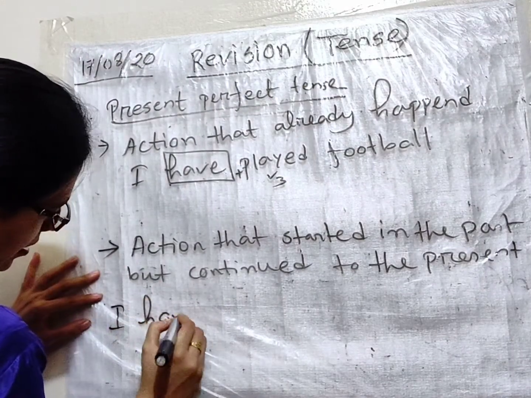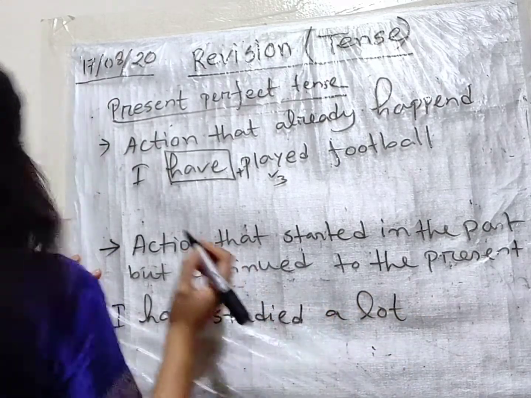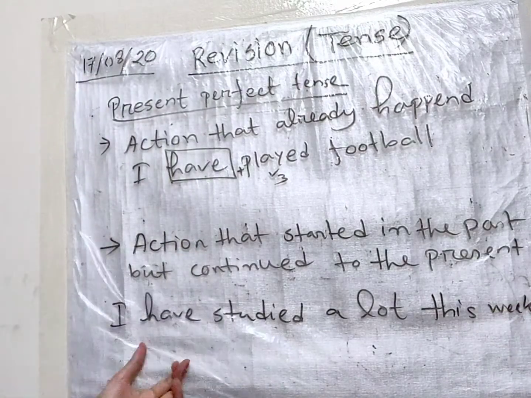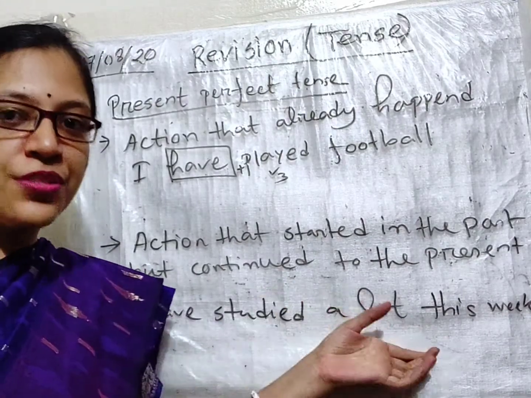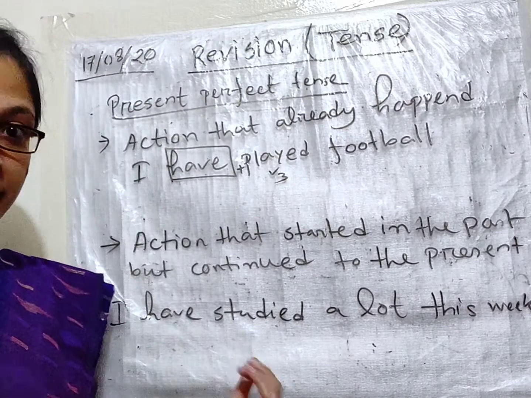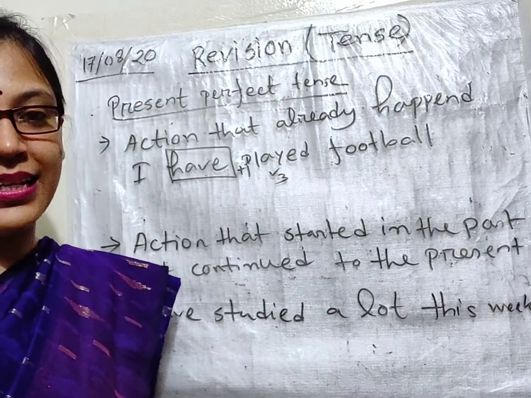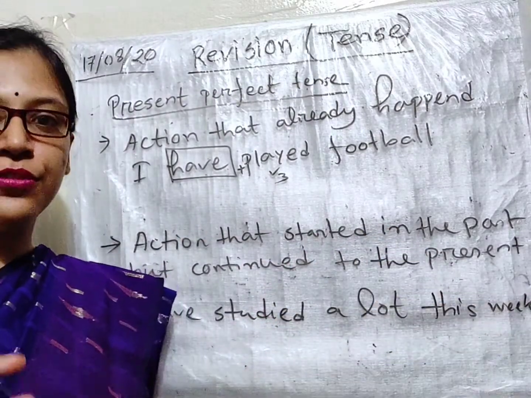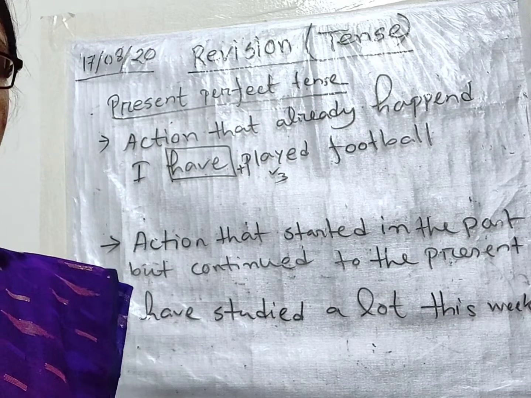I have studied a lot this week. I have studied a lot this week. For example, you started studying and you continued studying to this week, right? Again I'm explaining, you started studying in the past and continued studying to this week, that is in the present. So an action that started in the past and continued to the present, you have to express by using the present perfect tense structure.